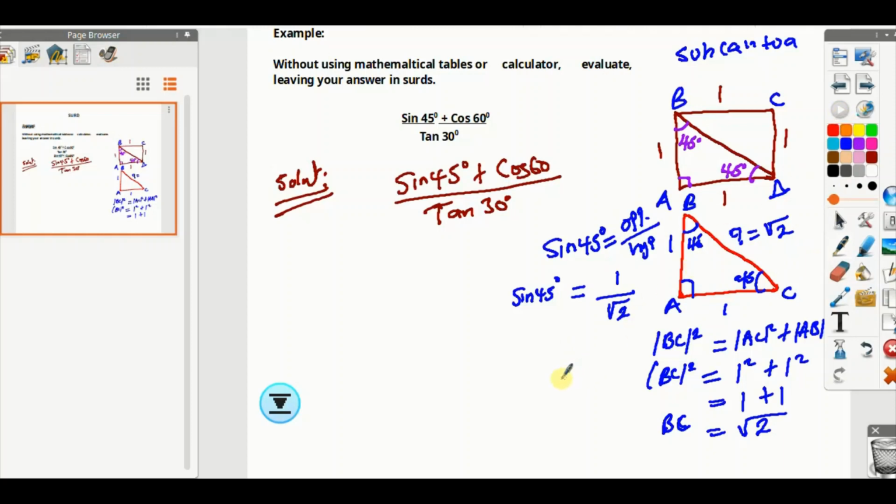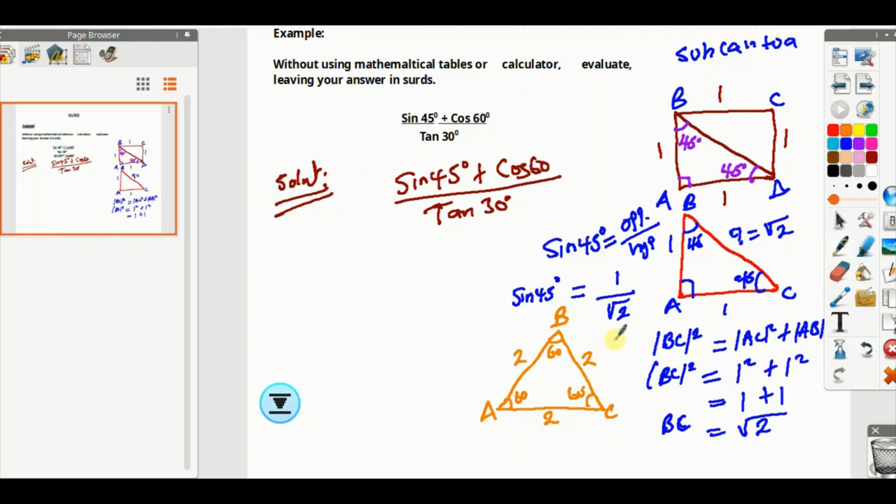So let's draw another triangle here. Here is 60 degree, here also is 60 degree, and the third angle is 60 degree. Now, here will be 2 units, 2 units, 2 units, because they are all equal sides. So from here, we label this side as A, this side as B, and this side as C.